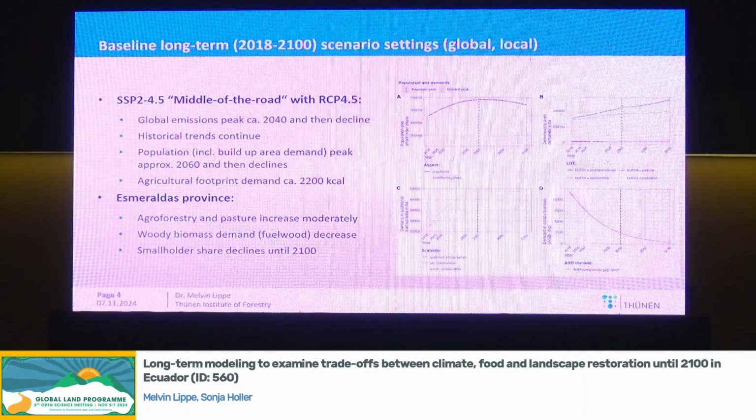According to SSP2, the population in Esmeraldas will peak about 2060. And what does it mean in case of Esmeraldas? It means pasture and agroforestry will increase, as you see on the right side. However, woody biomass, which is fuel wood, will decline over time because of innovations and change of energy types. And also the smallholder share will decline because population will also, after 2060, peak and then altogether decline.